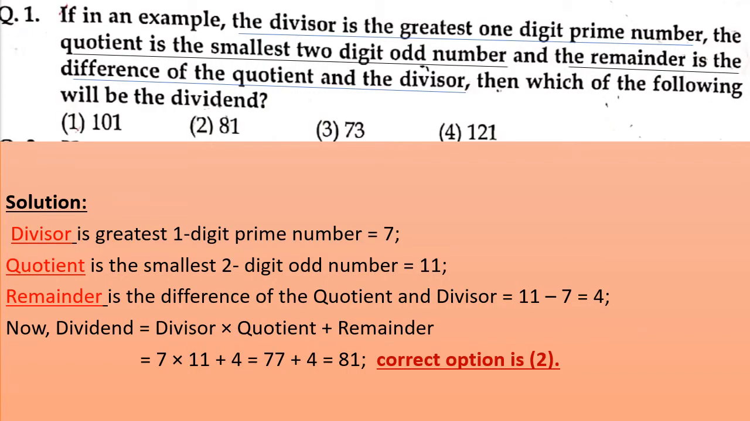Now see the solution of question 1 here. Divisor is the greatest one-digit prime number, which is 7. Quotient is the smallest two-digit odd number, which is 11. Now remainder is the difference of quotient and divisor, so 11 minus 7 is 4. Now apply this in the formula: dividend equals divisor times quotient plus remainder. We will get 81 as the answer. So the correct option is 2.